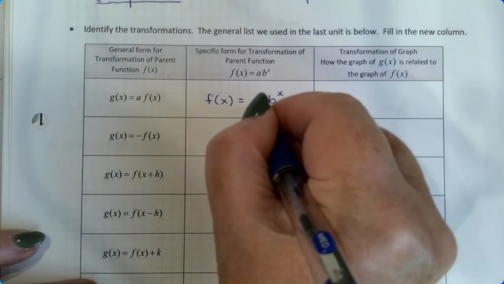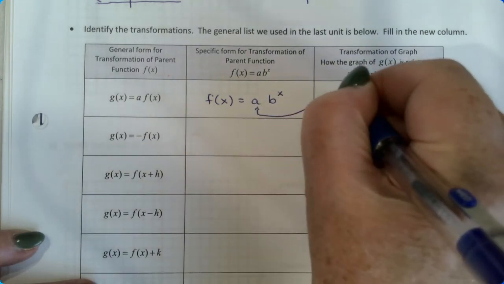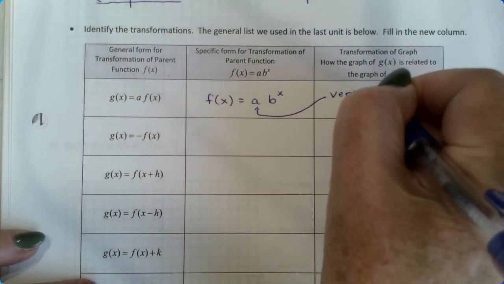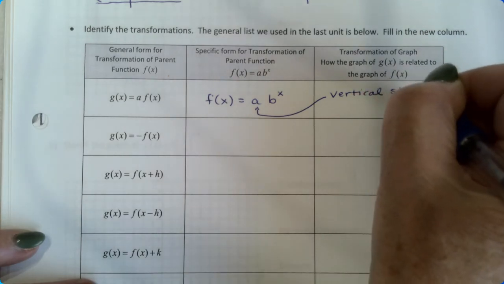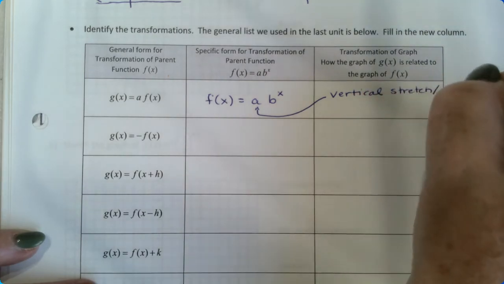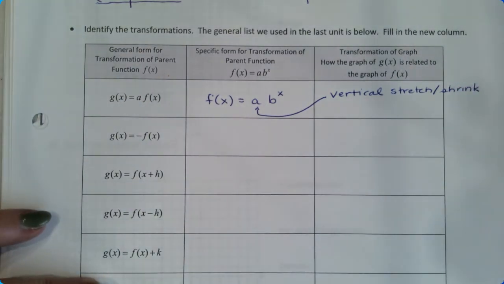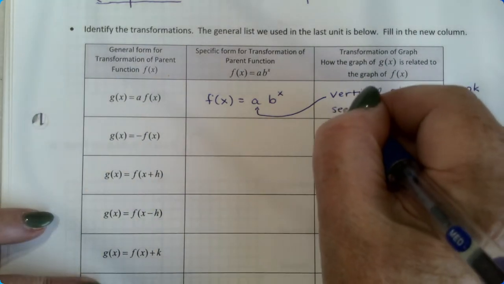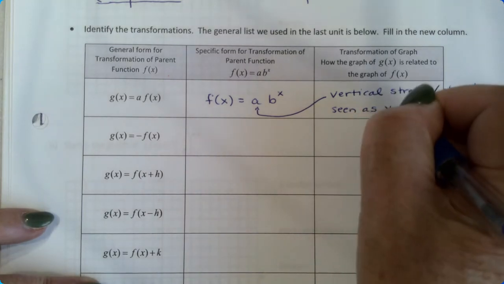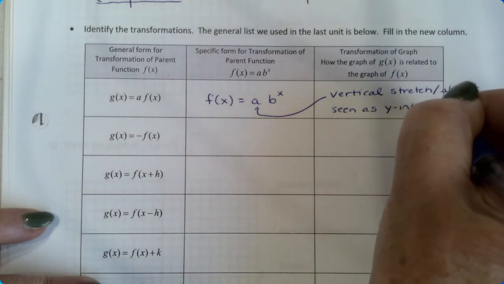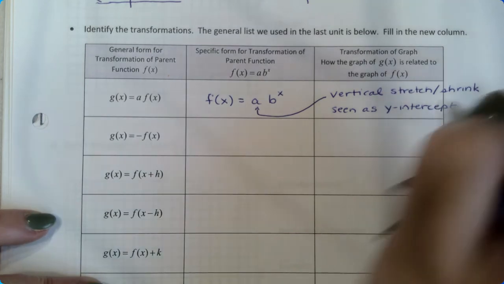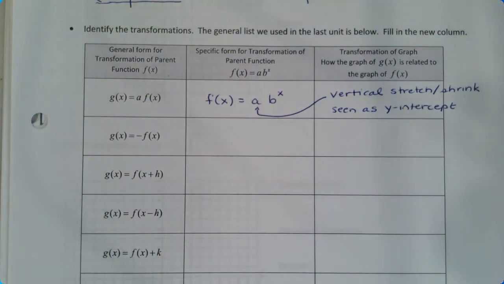We've already really talked about that a value. It's that vertical stretch or shrink. But we see it as the y-intercept. So we already have a lot of information about what that multiplier does.